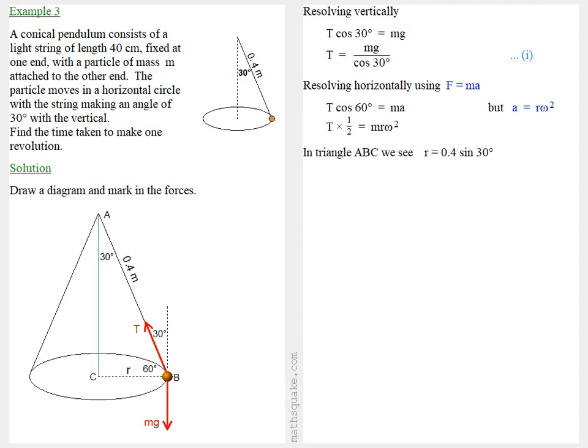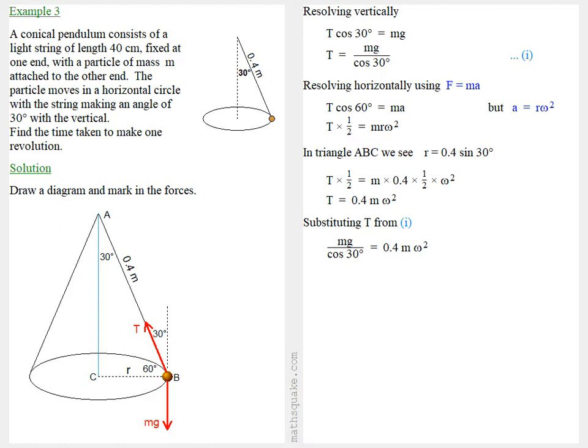Now, if we look at the triangle ABC, we see that r is equal to 0.4 sine 30. And we know sine of 30 is a half. So that gives us T times a half equals m times 0.4 times a half times omega squared. And that simplifies to T equals 0.4 m omega squared. Now, if we substitute T from equation 1, we get mg over cosine 30 equals 0.4 m omega squared.